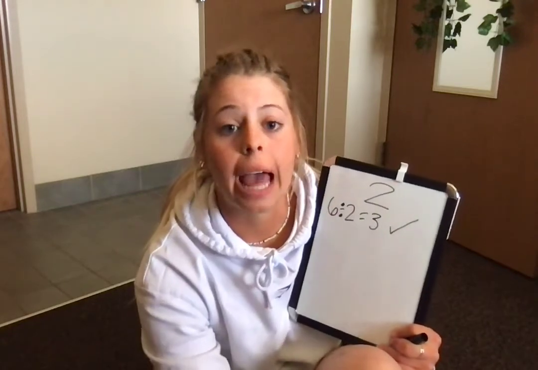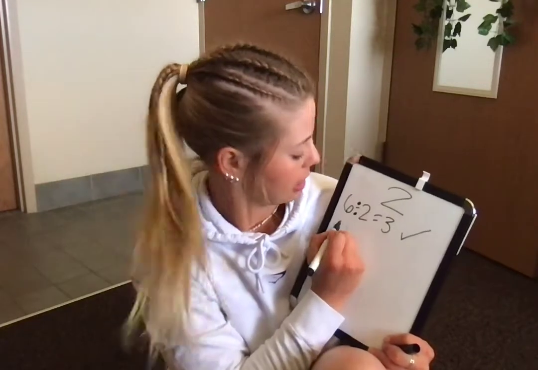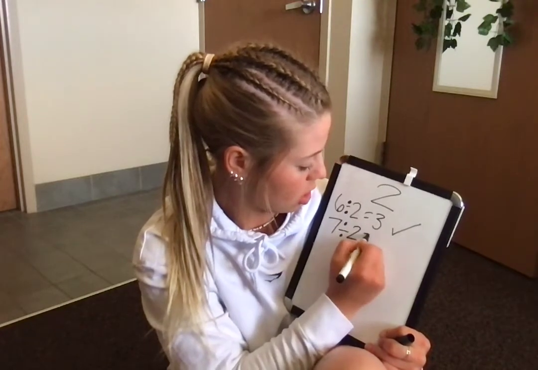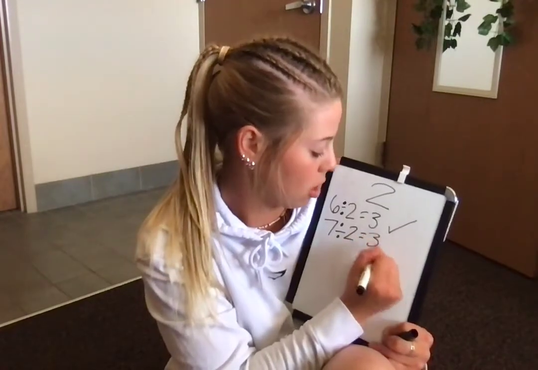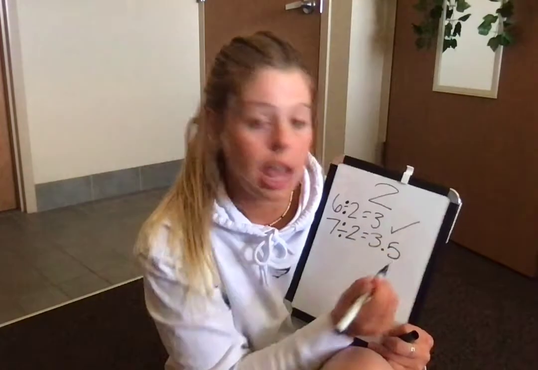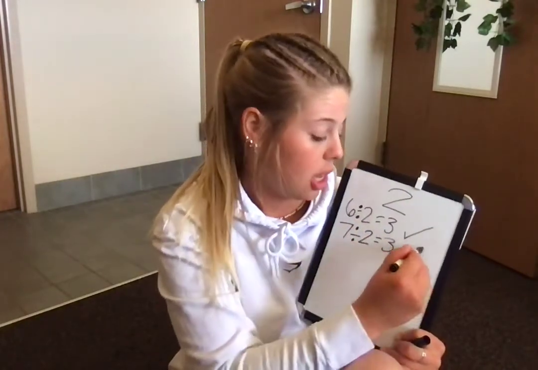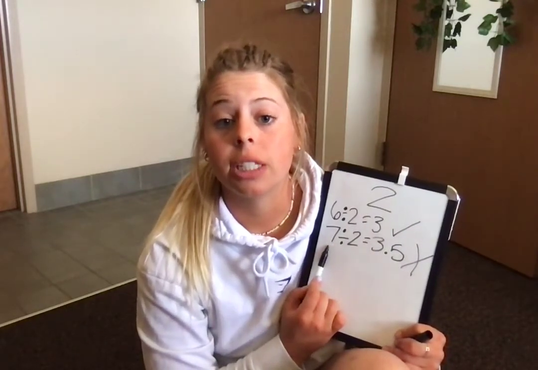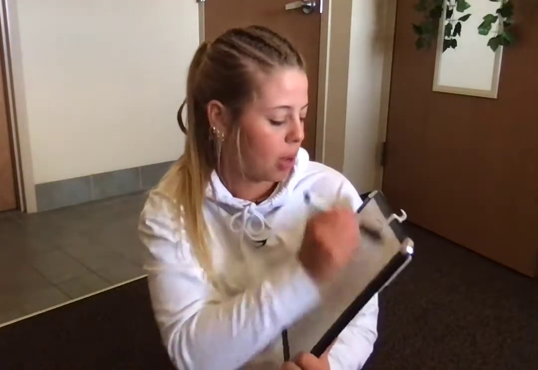And then a number that is not divisible would be if we did, say, 7 divided by 2. 7 divided by 2 would be 3.5. And 3.5 is not a whole number. This is in fact a decimal. So this would not work. So because 2 does not evenly go into 7, it means 7 is not divisible by 2. And let me erase my whiteboard real quick.